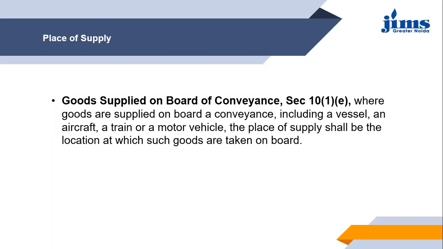then in that situation, the place of supply shall be the location at which such goods are taken on board, which means that suppose there is a train which is moving from Delhi to Bombay, and the supplier has boarded its material which needs to be supplied in the conveyance from Delhi. Then the place of supply will be Delhi only. But suppose in the same train, moving from Delhi to Bombay, the goods which need to be supplied are boarded on the train at Bhopal, for example. So in this situation, the place of supply will become Bhopal because the goods which are required to be supplied on board a conveyance are boarded on the vehicle from Bhopal. So Bhopal will be considered to be the place of supply.